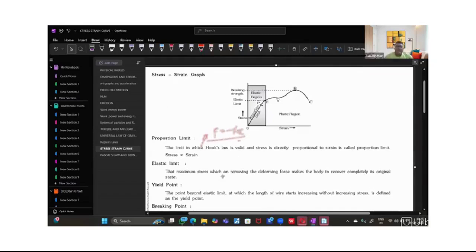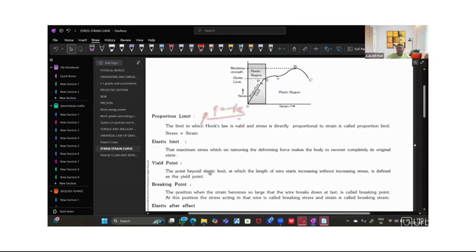Yes, elastic limit. The maximum stress which, on removing the deforming force, if we are removing the force which is causing deformation in that particular solid, can be seen to recover completely its original state. That's what you call the elastic limit of that particular solid.